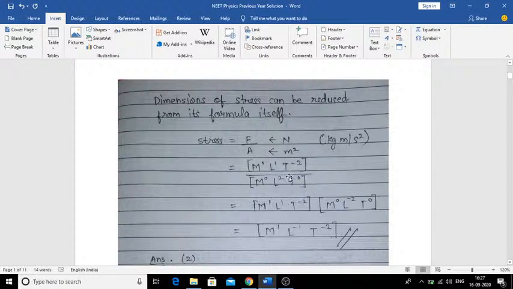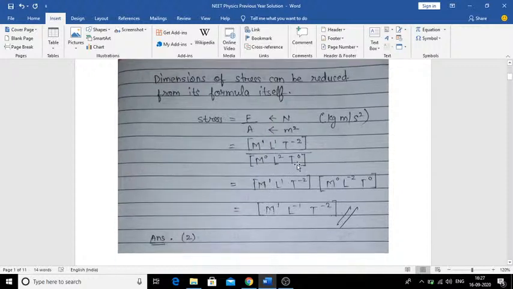Now solving this further, from the denominator it will go to the numerator, this plus 2 will become minus 2, okay, and 0 will remain as it is, so this becomes minus 2. Now we are multiplying the dimensions, so powers will be added. M1 stays as it is, L1 and L minus 2 give 1 minus 2, which is minus 1, and T minus 2 plus 0 gives T minus 2. Using this we got the dimension of stress as M1 L minus 1 T minus 2.